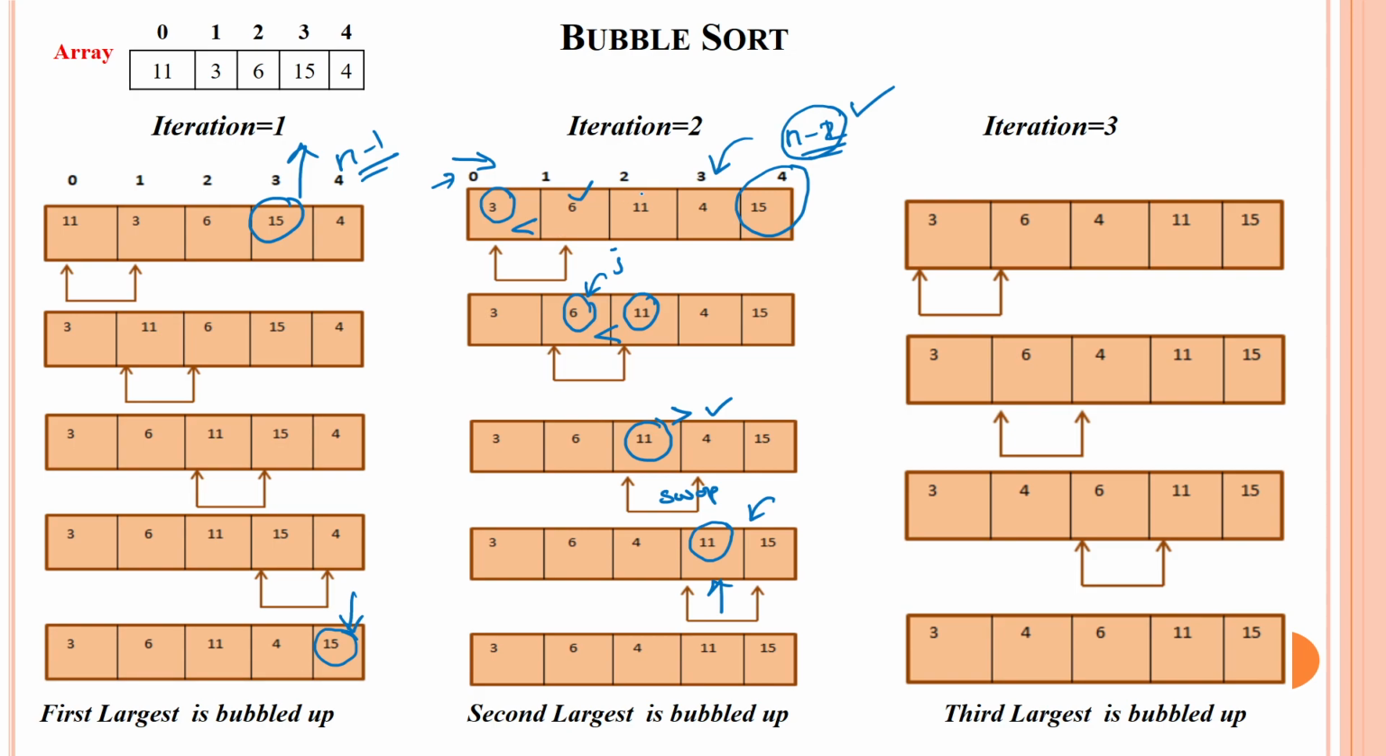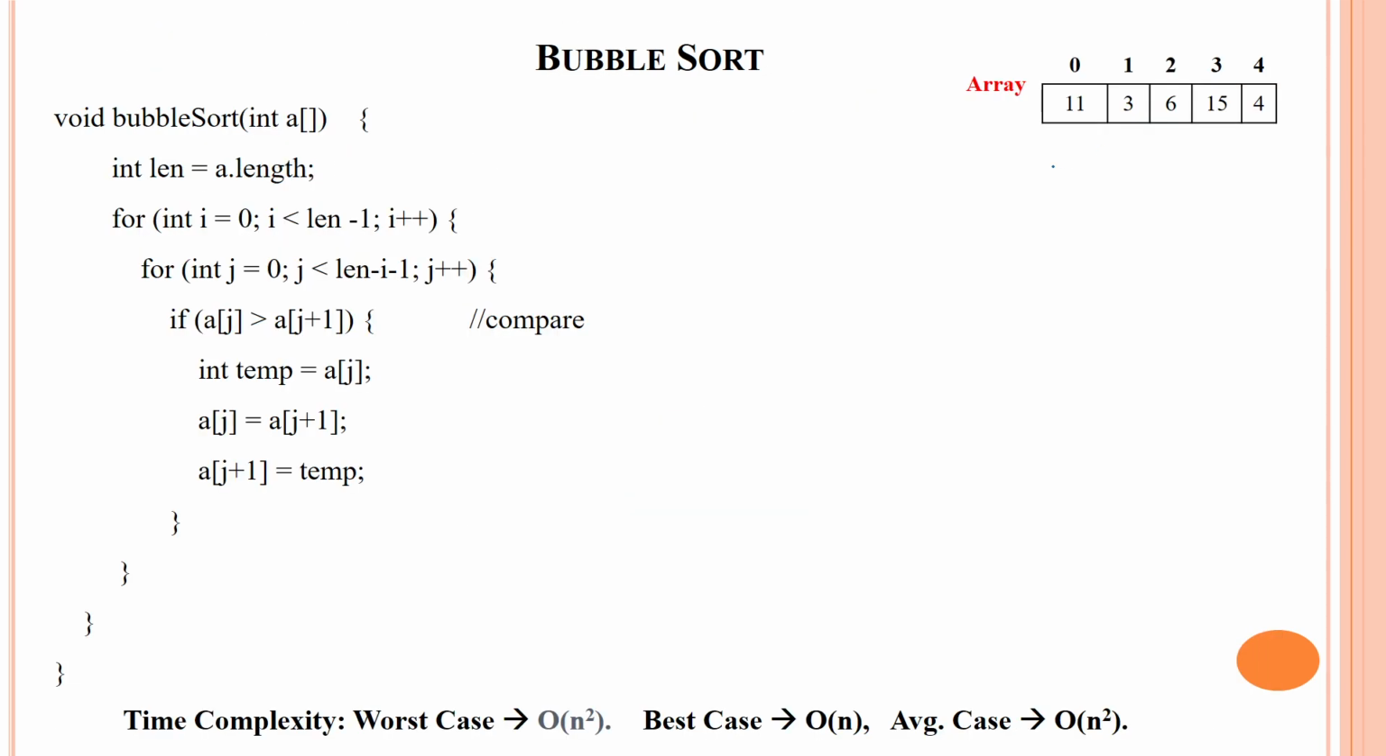So the element 11 is bubbled up and placed in the right position. So for each iteration, the largest element will be bubbled up and placed in its right position. So in Java, we can apply this. First, we have to take the length of the array.